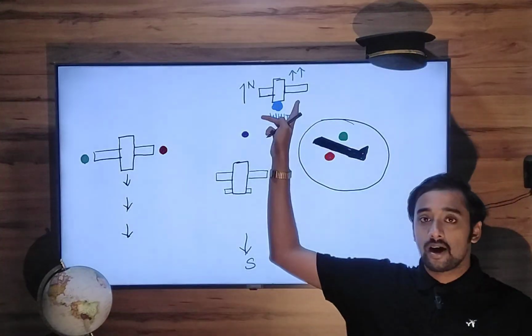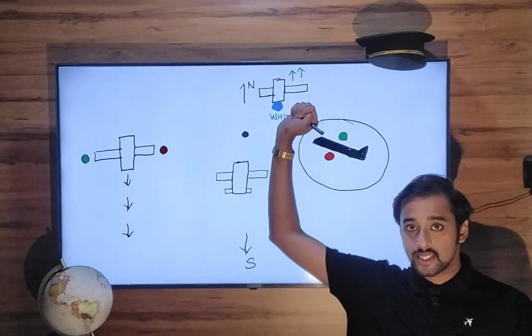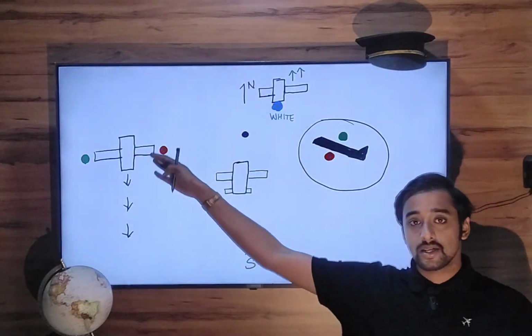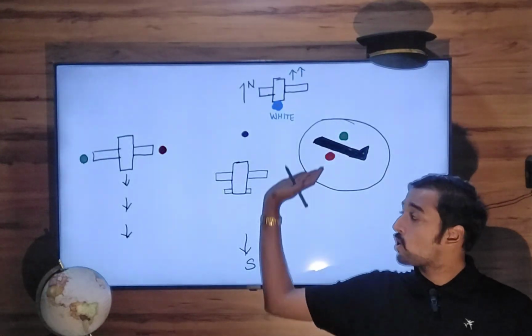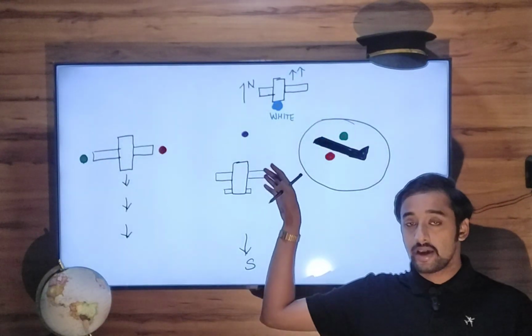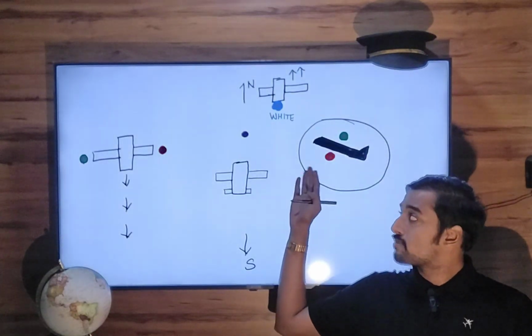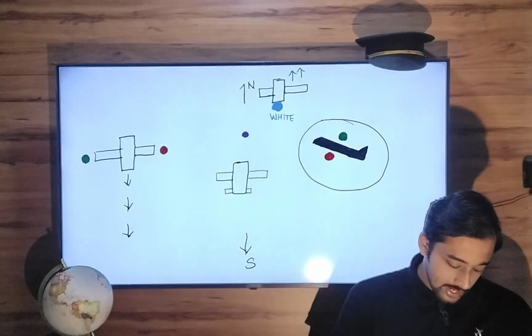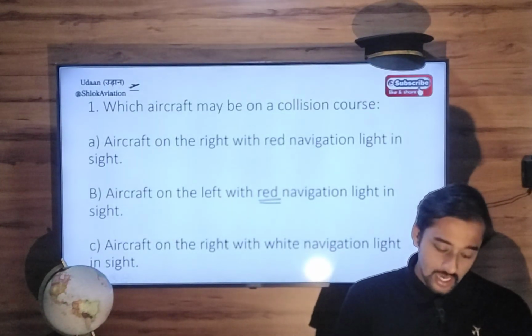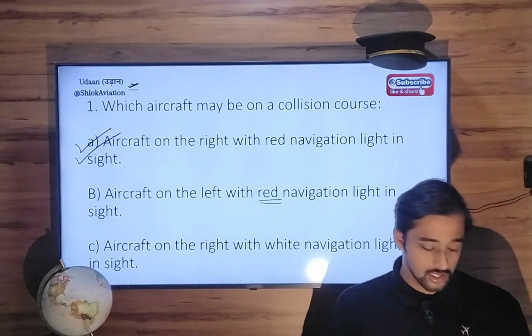This one is going far. This one is ahead of you and going away from you in the same direction. This one is going in the opposite direction. But this one, he may be flying along with you somewhere in your neighborhood, or it may be converging or crossing your flight path. So this aircraft is of danger. So aircraft on the right with red navigation light inside is dangerous.